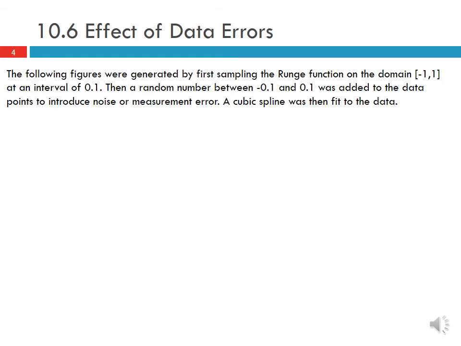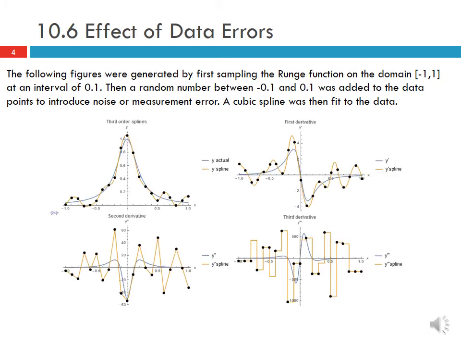The following figures were generated by first sampling the Runge function in the domain -1 to 1 at an interval of 0.1. Then a random number between -0.1 and +0.1 was added to the points to introduce noise or measurement error. A cubic spline was then fit to the data. You can see the original function shown in the figure here, where the blue is the actual function, the black dots are the data with the noise added, and the orange is a piecewise interpolating function using third order splines fit through the noisy data.